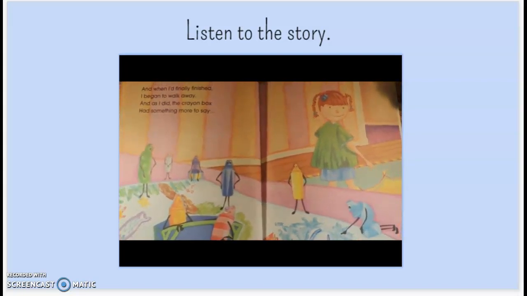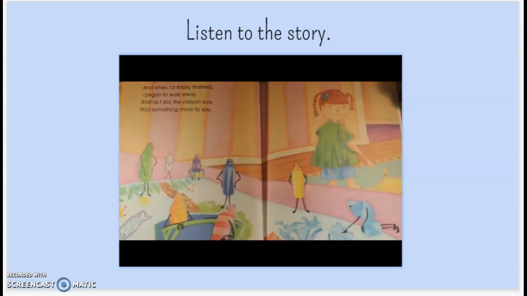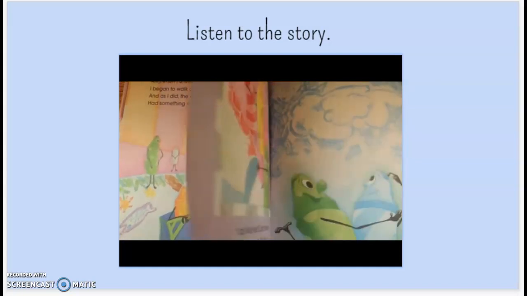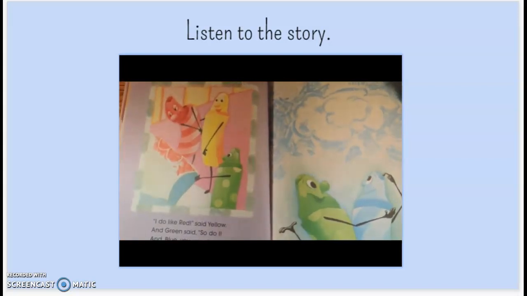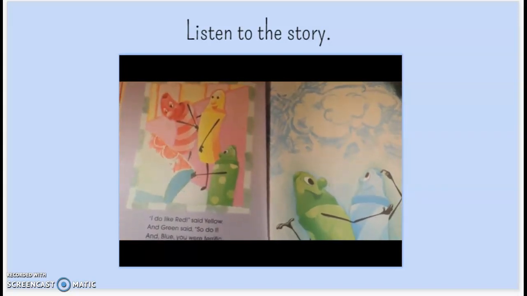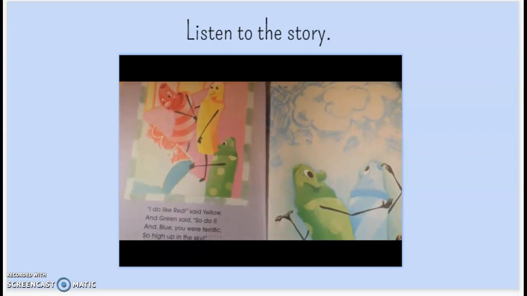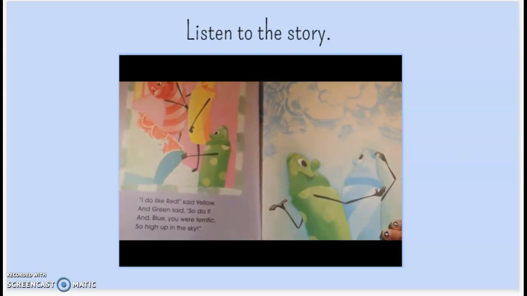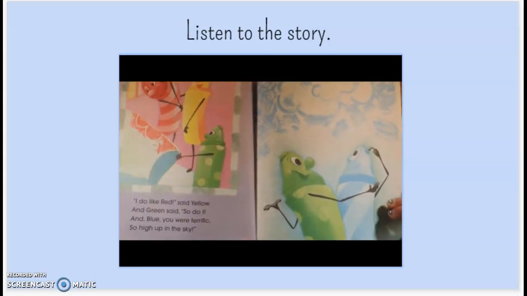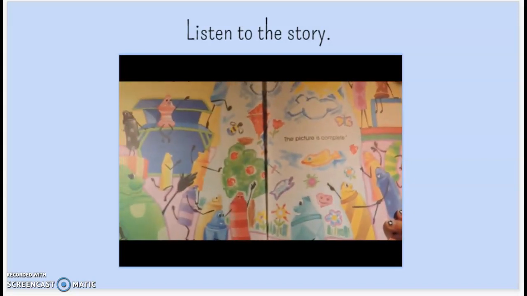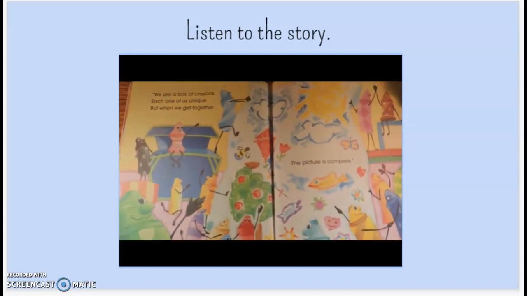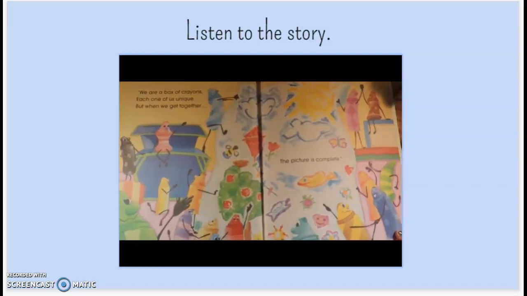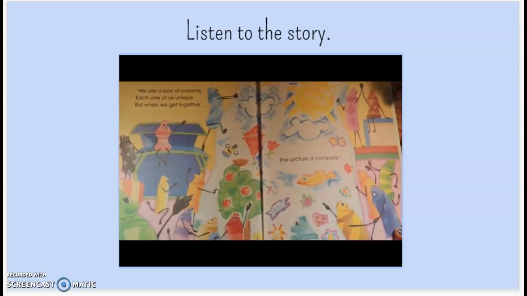And when I finally finished and began to walk away, and as I did, I heard that crayon box. It had something to say. I do like red, said Yellow. And green, said so do I. And the blue, you were terrific, so high up in the sky. The picture is beautiful. We are a box of crayons. Each one of us is unique, but when we get together, the picture is complete.